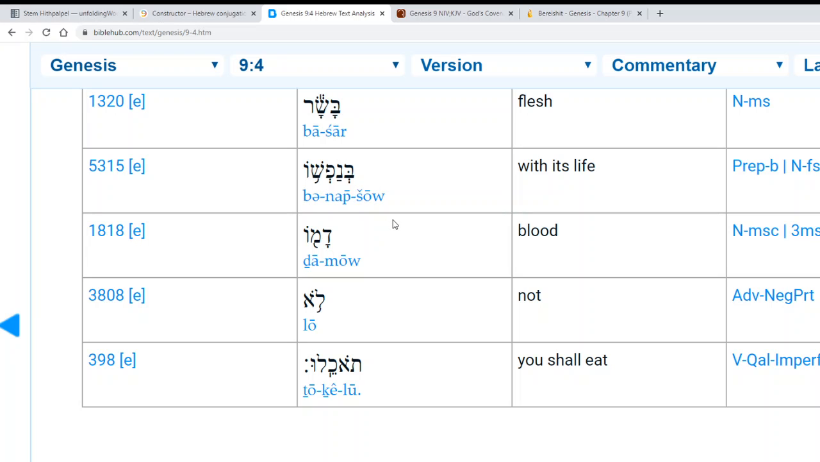Benafsho damo lo tochelu. Dam, obviously meaning blood. Dalet mem, the vav, its blood, right? Third person masculine singular. Lo is not. Tochelu, the root here is aleph chaf lamed, to eat, to consume. That tav is the imperfect. So I would have expected a yud here, right? Tochelu, they're saying second person masculine plural.